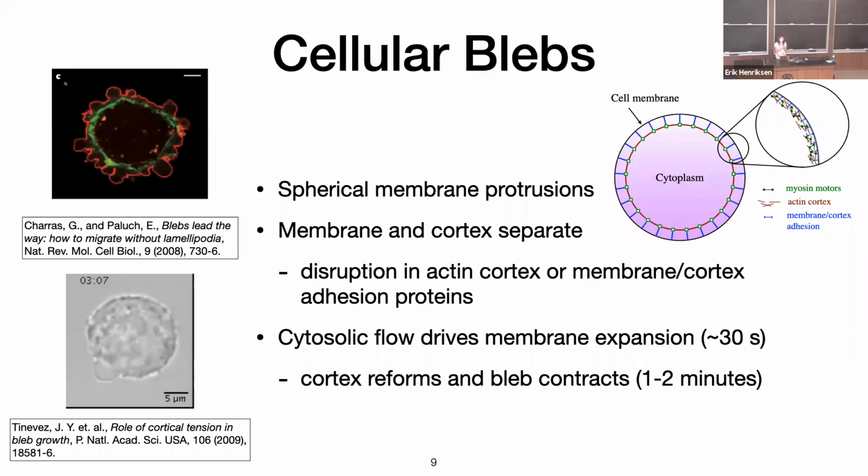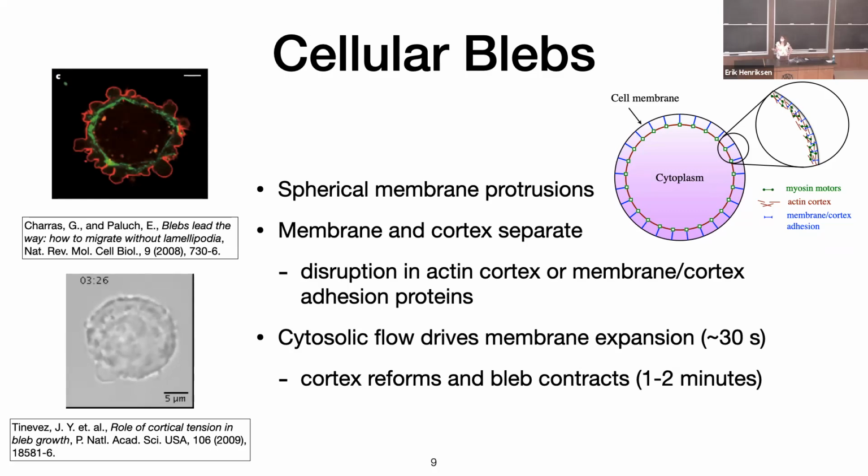Typically the membrane and the cortex are attached to one another, so you wouldn't be able to see a gap. It's just on the order of 10 to 50 nanometers, so very, very small length scales, whereas this length scale is on the order of 10 microns, the diameter of the cell. So you can see this one might be 20 microns, a radius of 10 microns.